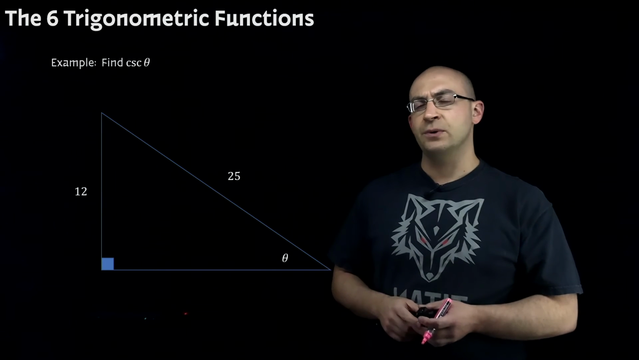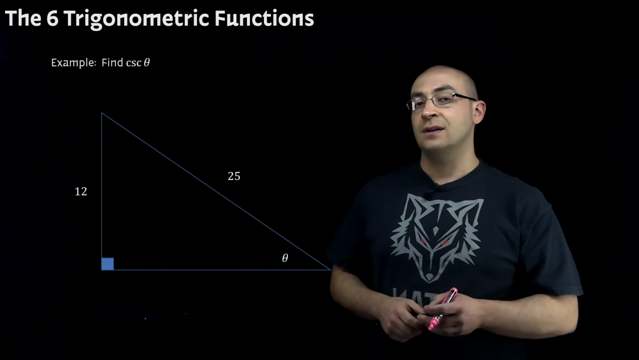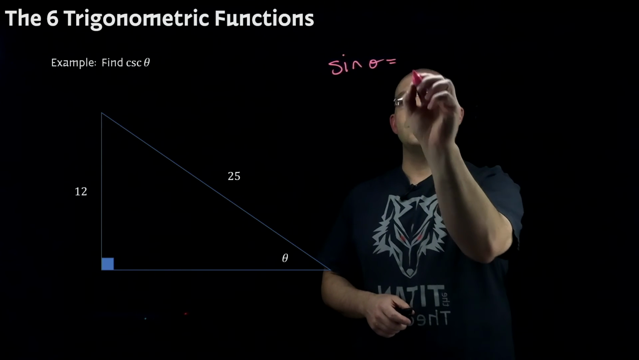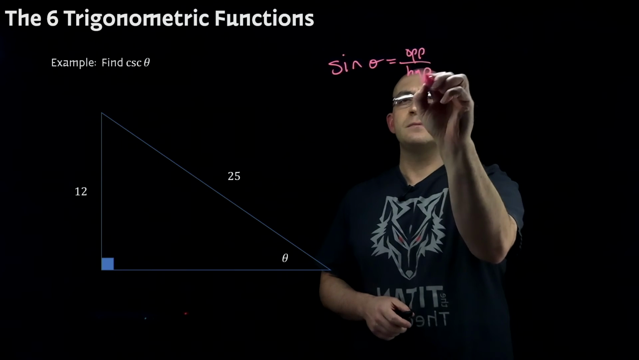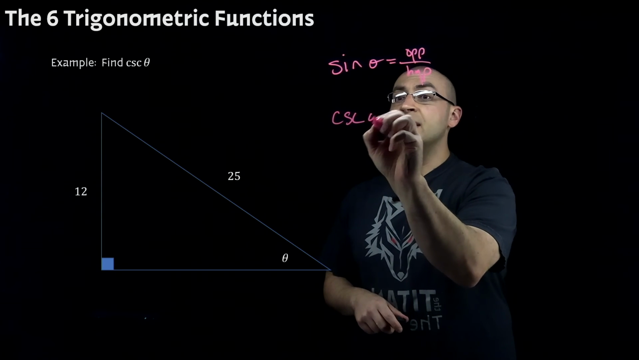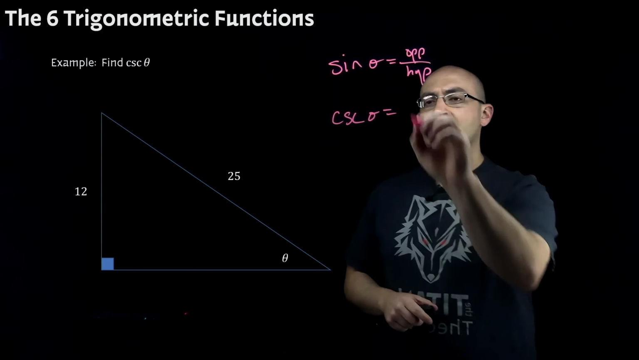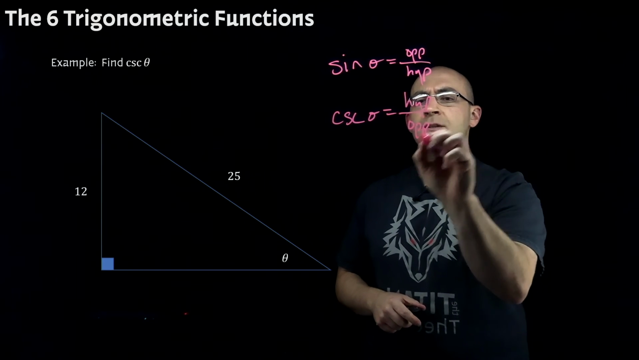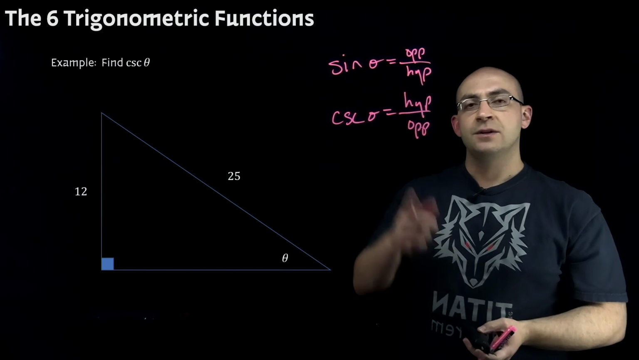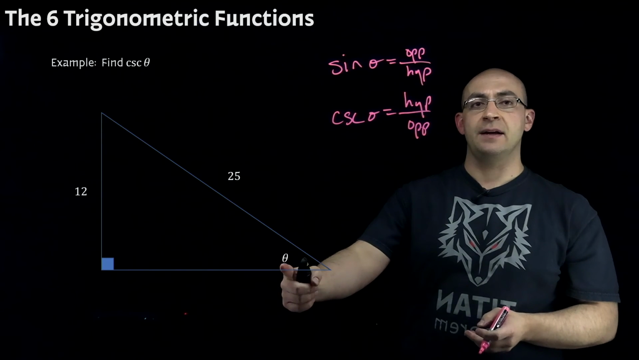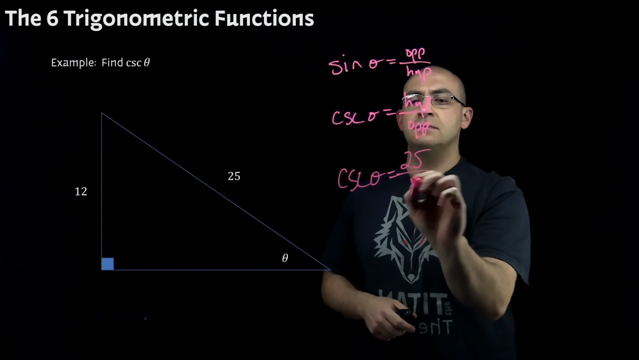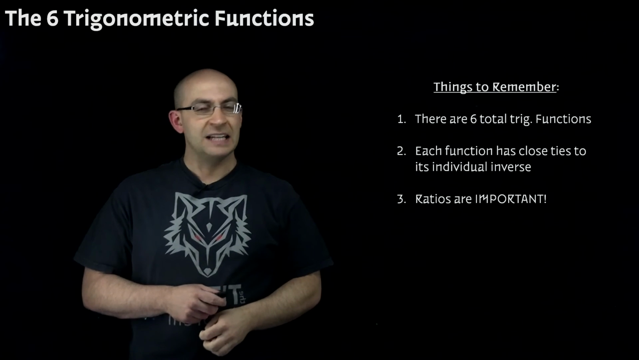Well, let's recall what cosecant is. Cosecant is the inverse of sine. So sine of theta is going to be opposite over hypotenuse. Well, cosecant being the inverse of sine, cosecant is going to be the exact reverse of that. It's going to be hypotenuse over opposite. So now that we know the ratio, all we need to do is utilize it in this triangle. So the hypotenuse is 25 because, again, theta is my reference point. So cosecant of theta is going to be 25 over 12. Done.